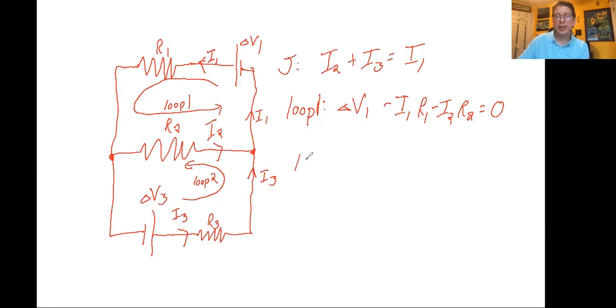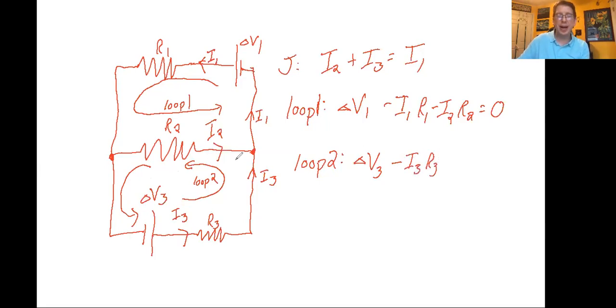Now we're going to loop 2. And we'll notice this is a little bit trickier, but we'll start again at the power source. So that's here, and you see we've drawn the loop so that it's coming out of positive and into negative. So the EMF source is a voltage rise, so that's delta V3. The current arrow is pointing left to the right on the bottom. The loop arrow is pointing left to the right on the bottom. So it's a voltage drop. So that's minus I3 R3.